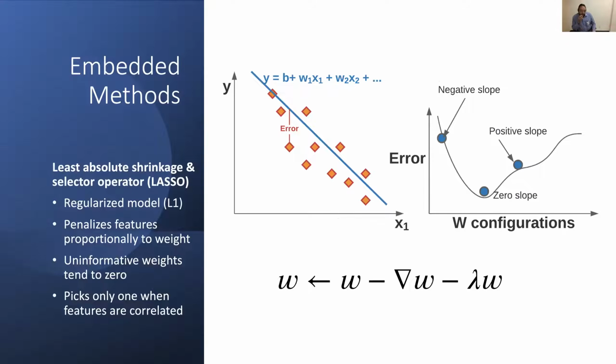So the final method we have here is lasso. Lasso is a linear model, and it's what we call a regularized model. Regularized just means it's going to penalize some features in some way. So let me walk you through it.